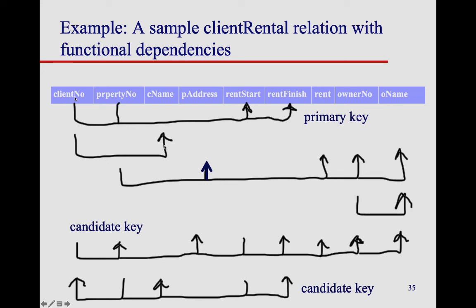And my transitive dependencies that I would use to go from second normal form to third normal form would become: the owner number goes to owner name, and I would also have property number going to property address, rent, and owner number. So in that case, both property number and owner number would become transitive dependencies.